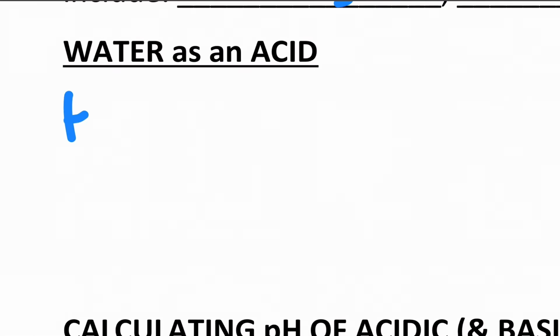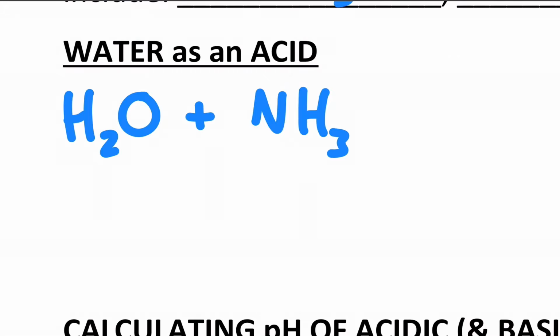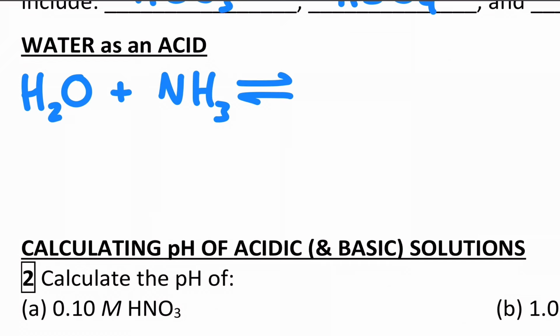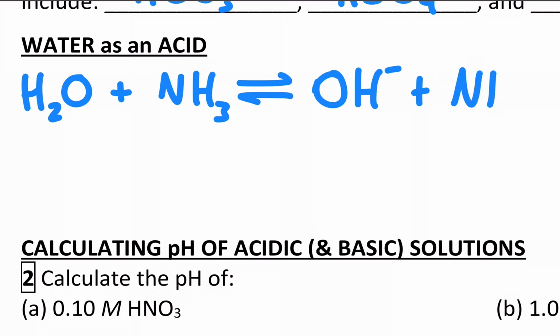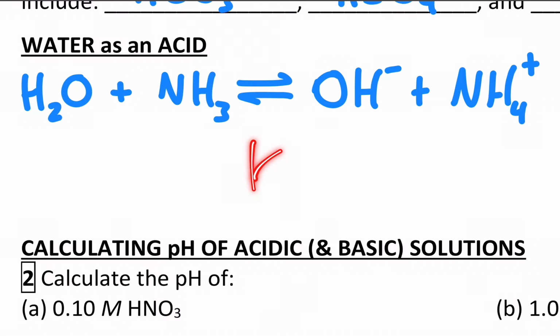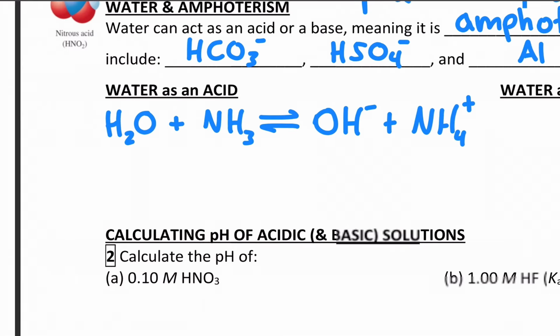If I have a water molecule and I want to show that it's behaving as an acid, that means it can react with a base, for example, ammonia. And this would be written as a reversible reaction. If water is acting as an acid, that means it loses one of its H ions to become OH minus, and then you would get the conjugate, NH4 plus. This is actually the Kb expression for ammonia. That's actually how you write it. Ka always makes H plus, Kb always makes OH minus.